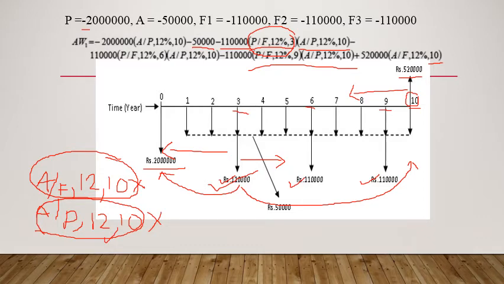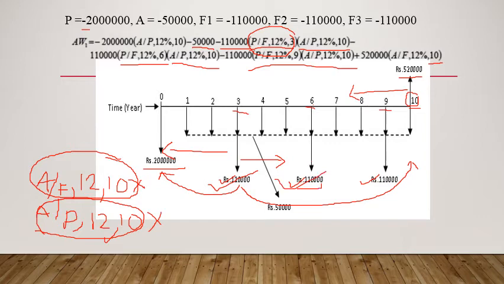So what is the gap? The gap is 6 years. So I use the factor P by F comma 12 comma 6 to convert this 1,10,000 to P at t is equal to 0, and then I use the factor A by P comma 12 comma 10 to make it equivalent annual cost. The second 1,10,000 is done.